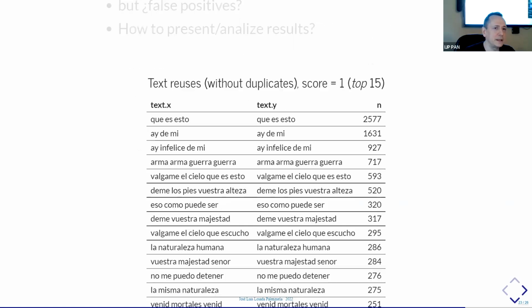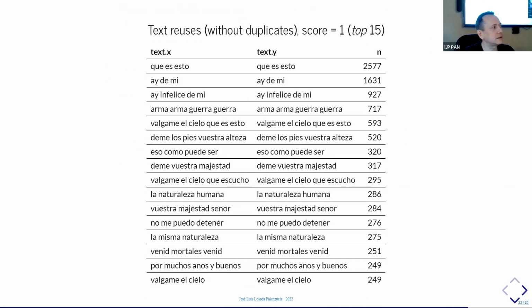What I mean with that is, if we look at the text reuses without duplicates, of course, because we can have just one verse that's actually used by different plays. But if we look just at the actual reuses with a score of 1, so just verbatim scores, these are the top 15. "¿Qué es esto? Ay de mí, ay infelice de mí, arma, arma, guerra, guerra."